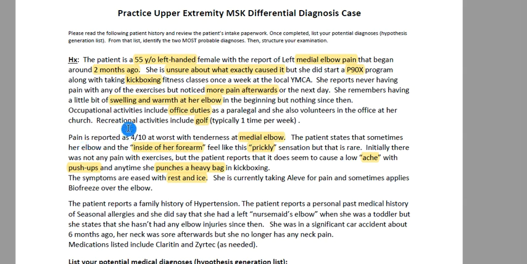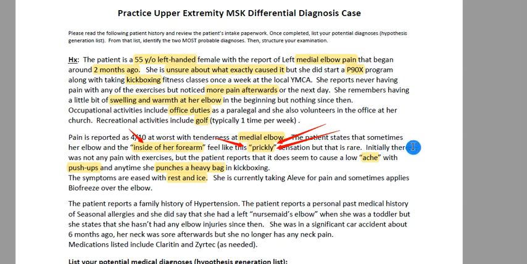It gives us a little more detail into where that is inside of our forearm. And this is an important point. It is a prickly sensation. So, prickly may make you think pins and needles, paresthesia, so that may make you think some type of nerve involvement. So, this is an important clue here.